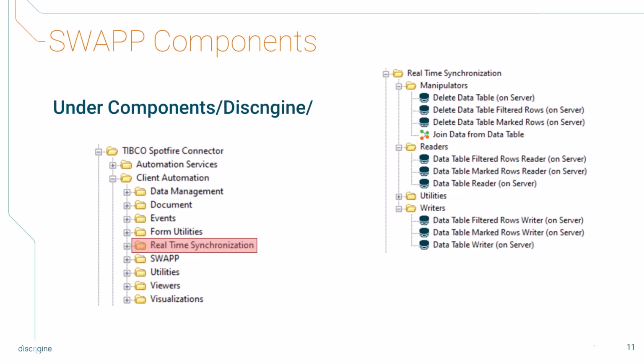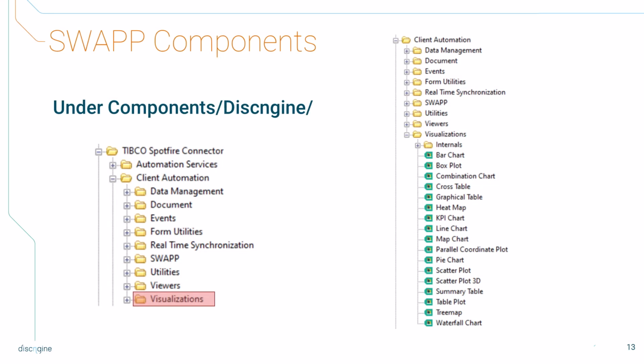For example, the components in the folder Real-Time Synchronization help the developers to maintain synchronized copies of Spotfire data tables on the Pipeline Pilot server. The folder Visualizations contains the components to generate new Spotfire visualizations programmatically.